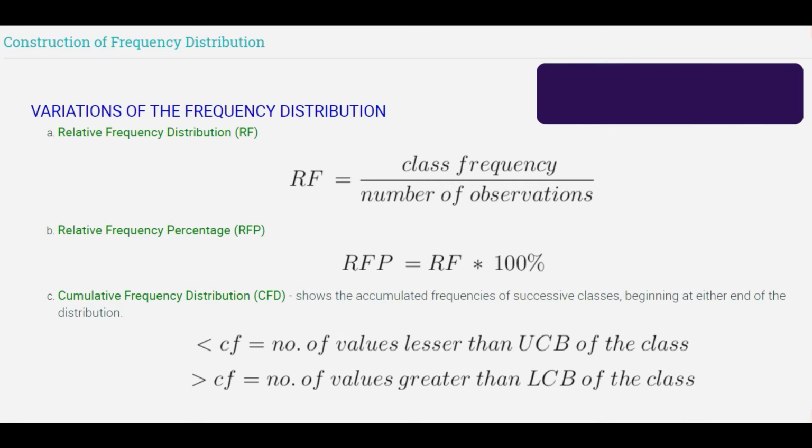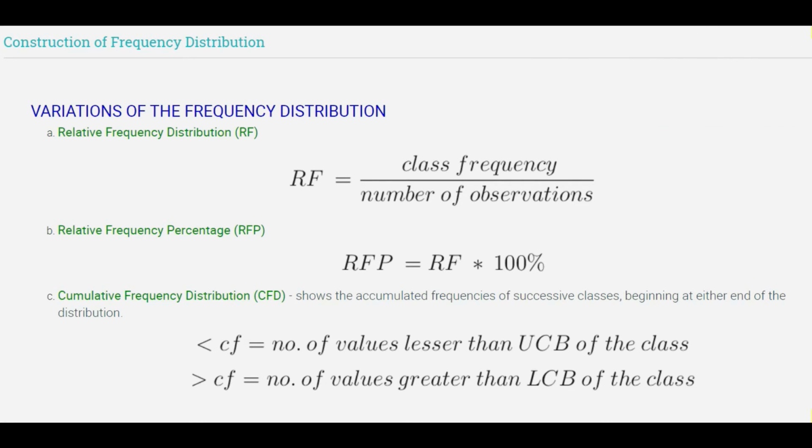Then we have the cumulative frequency distribution, or CFD, which shows the accumulated frequencies of successive classes beginning at either end of the distribution. Basically, we have less than CF and greater than CF. Less than CF is the number of values lesser than the UCB of the class, while greater than CF is the number of values greater than the LCB of the class.